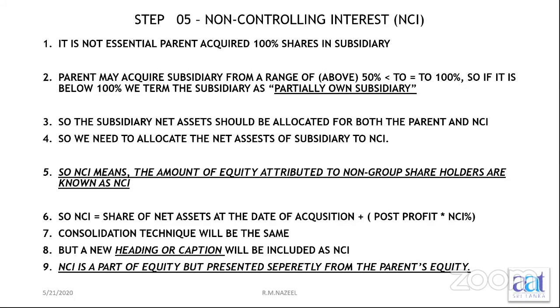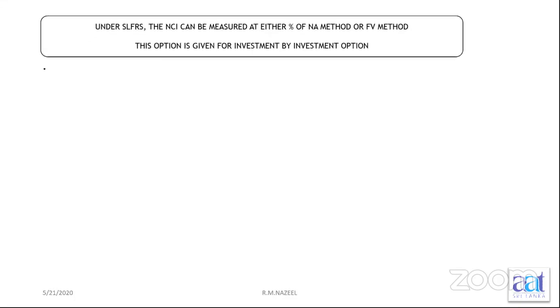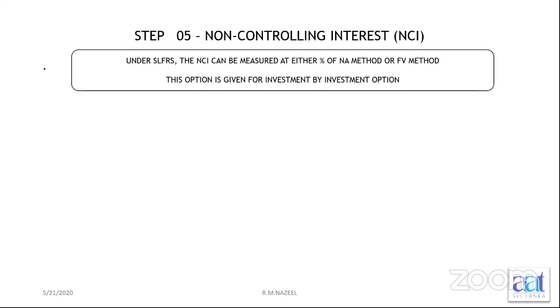The standard gives you a lot of variation in measuring NCI. As per the standard, NCI can be measured either at the percentage of net assets method or the fair value method, right? In your exam you might have one subsidiary, but in practice you will have a lot of subsidiaries. So it is given as an item by item, investment by investment option. So now the problem: what method do we apply? The net assets method or the fair value method? How do you determine NCI?